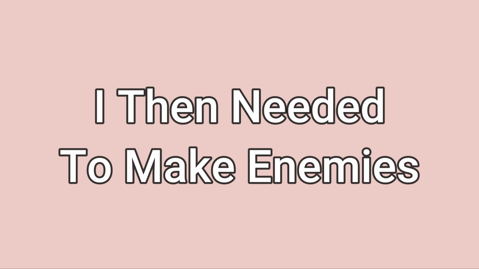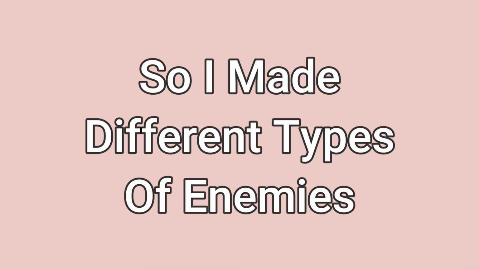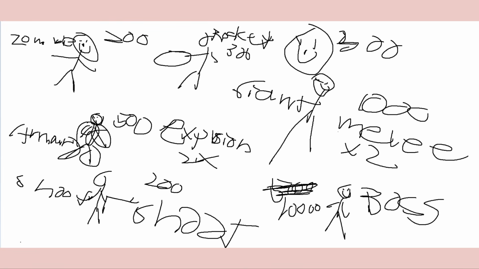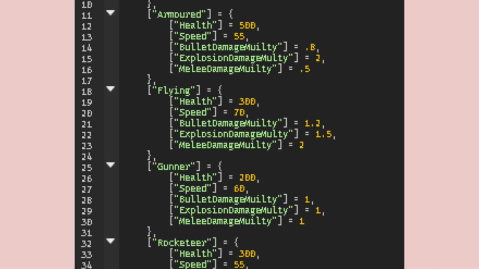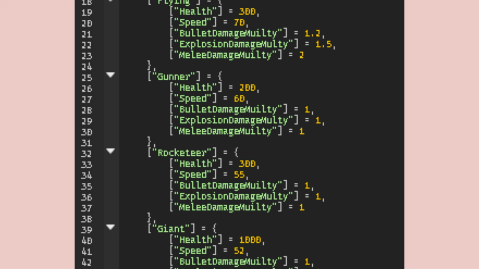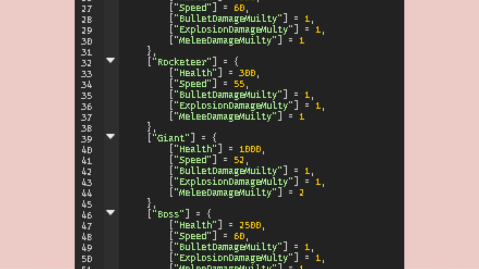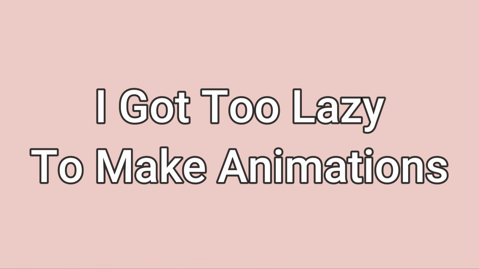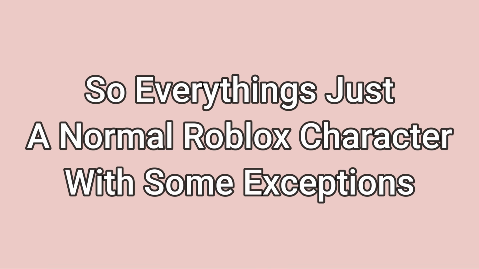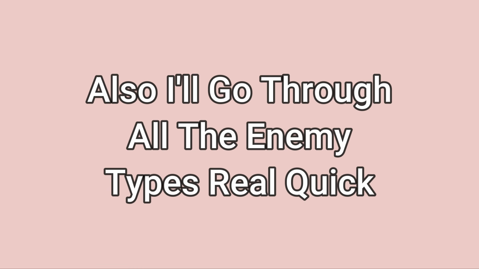I then needed to make enemies, so I made different types of enemies using this advanced diagram and put their stats into a module script. This was the first time I used a module script in a game, and it made my life so much easier. Please, if you're learning to code, use module scripts. Anyways, I got too lazy to make animations, and I kinda can't make models, so everything's just a normal Roblox character with some exceptions. Also, I'll go through all the enemy types real quick.